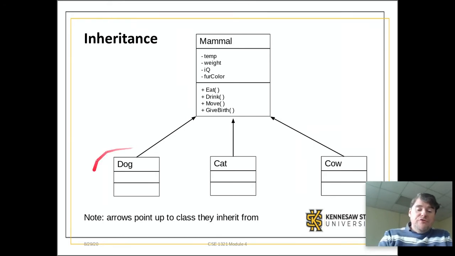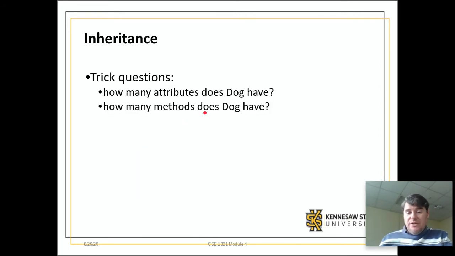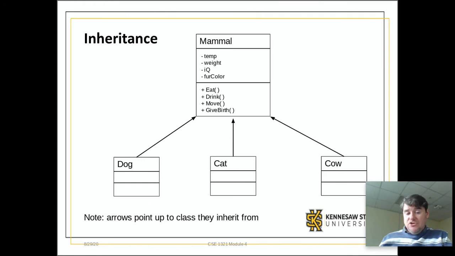So to be clear, once you've created this dog class and you've specified that it inherits from Mammal, immediately in your code in the dog class, you can start setting your temperature, your weight, your IQ, and your fur color, even though none of those attributes appear in your class. And the reason you can do that is because you inherited all of those from your parent, which brings us to the question. In that previous diagram, how many attributes does the dog have? One answer would be none, because there's nothing in here, and that would be incorrect. The correct answer is the dog has 4 attributes, because it inherited those 4 from Mammal. Likewise, the cat has 4 attributes, and likewise the cow has 4 attributes, and all 3 of them have 4 methods as well.